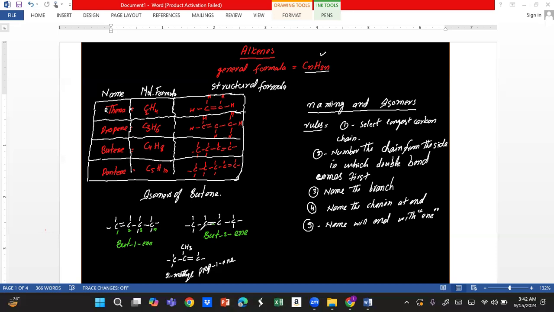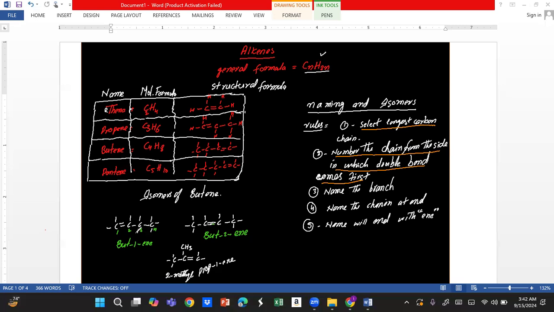For that, we need to know some rules. Let's start with the rules. During naming and making isomers, we must keep some rules in mind. We have to select the longest possible continuous carbon chain. Then we have to number the chain from the side in which the double bond comes first.